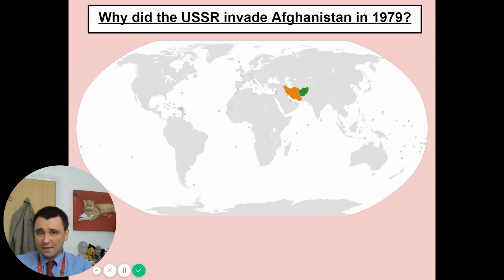Because if it happened in Afghanistan, well, it could happen in other countries where Muslims were being subjected to communist rule. And they'd worked out that there were about 13 million Muslims within the Soviet Union. And Brezhnev didn't want these Muslims to start to get ideas of uprising. He wanted to make sure it was clear that the Red Army would take action to stop that.